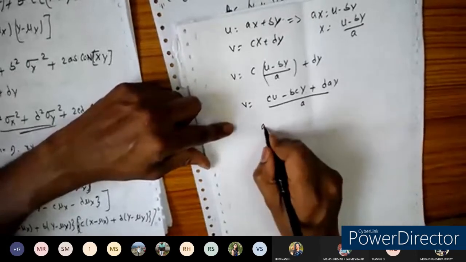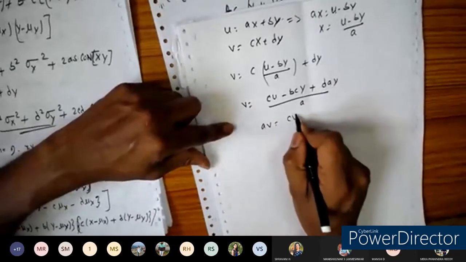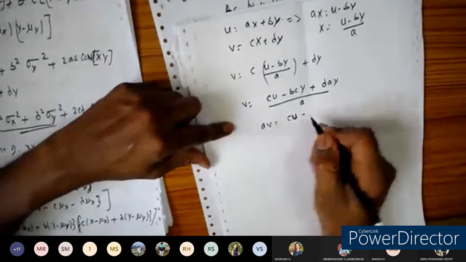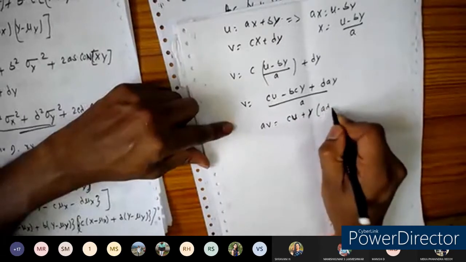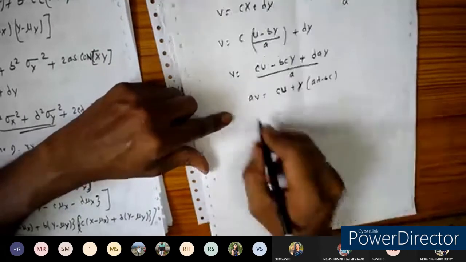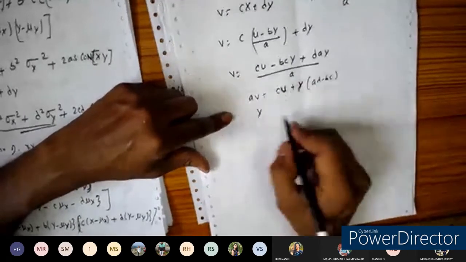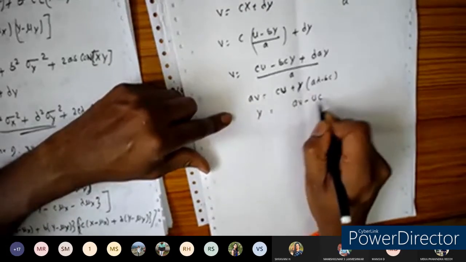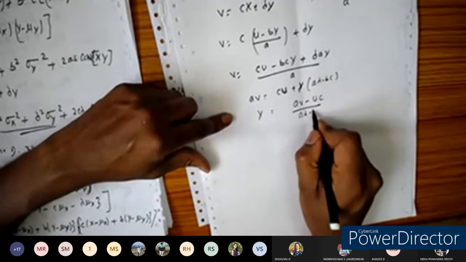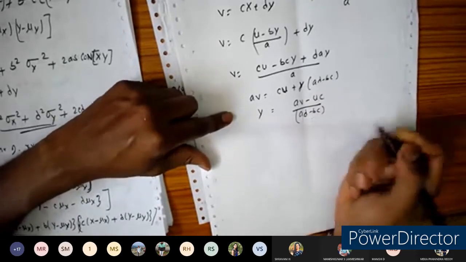So cross multiply a. So a into v is equal to c into u plus, let us take y common, so it has become ad minus bc. Let us solve for y. So if you send this side, it has become av minus u into c divided by ad minus bc. Ad minus bc.